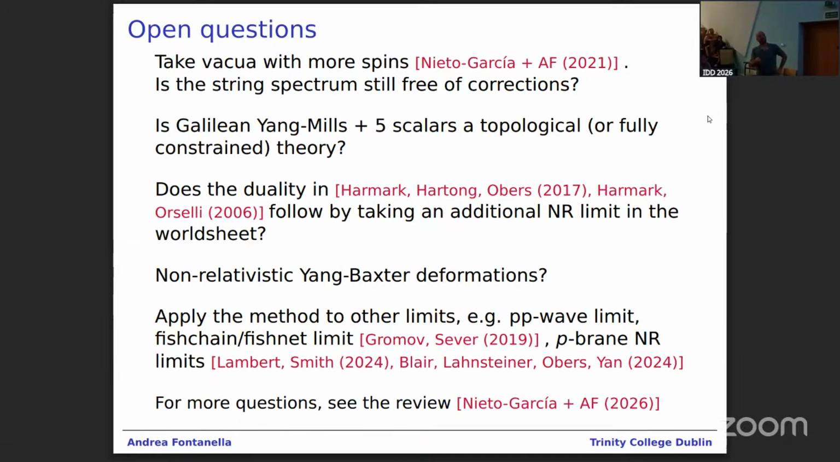The p-brane non-relativistic limits. So all of them, you can get really creative and see if you have some limits that you want to check that they are consistent. And for more questions, I encourage you to take a look at our recent review, that there are much more. So thank you very much.